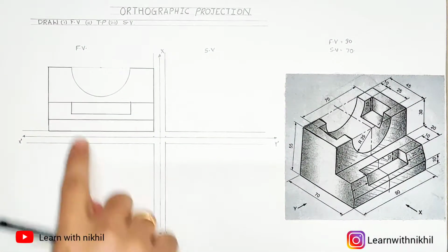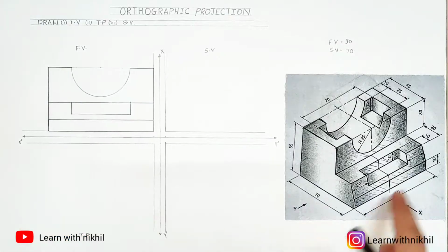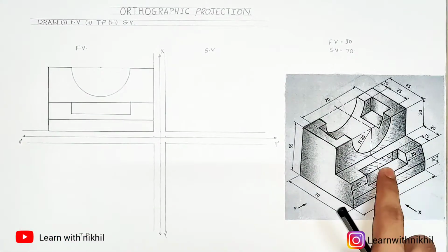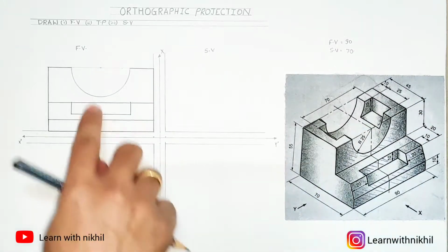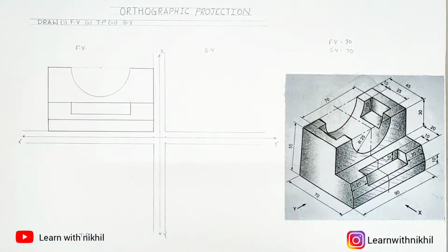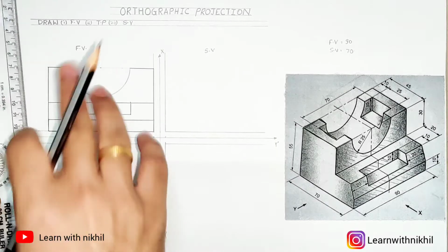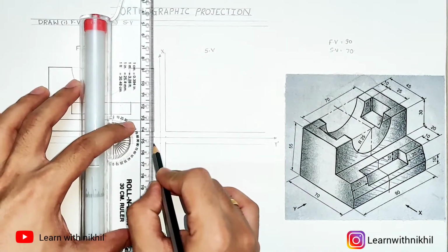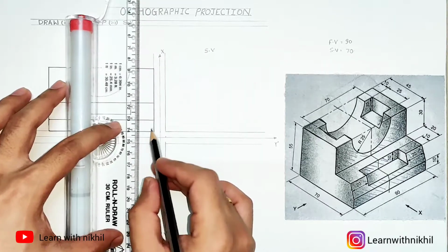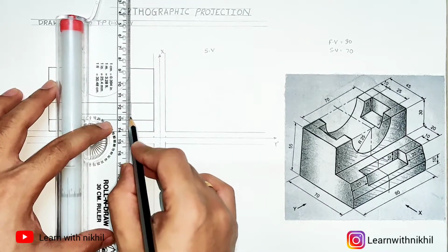Now almost we have completed with the front view. The hidden views are remaining. This part and this part will be visible from the top view. So after drawing them in the top view, we will take its projection to the front view as they are hidden in the front view. Now taking all the projections from the front view to the top view.